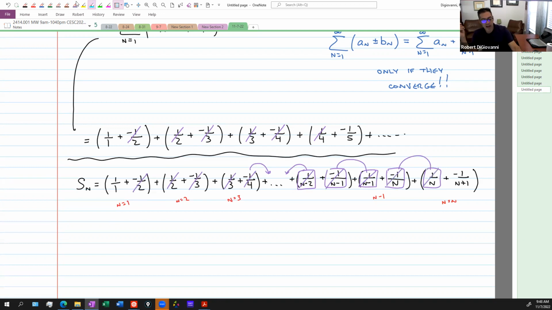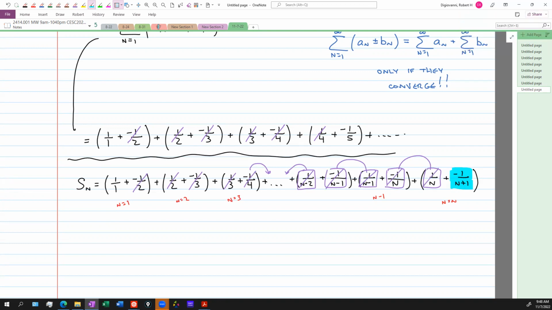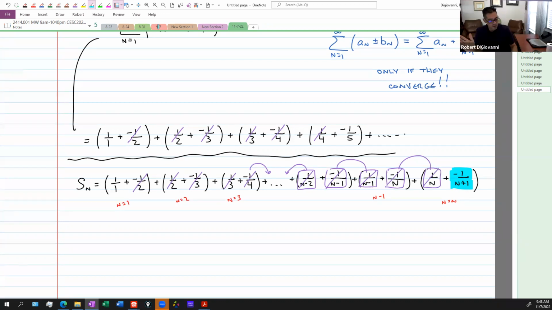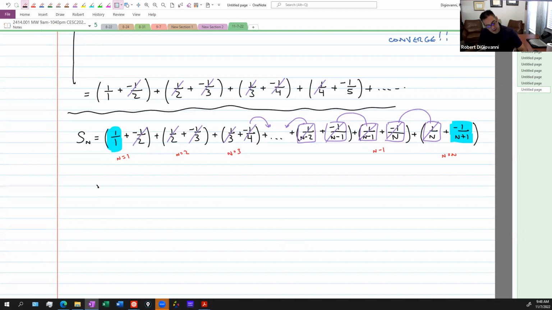What about the very last term? Does it cancel? No, because we stopped. So the only thing we have left is what I have in blue. We have the very first term, and we have the very last term. Everything else cancels. So I can write S of n is 1 plus negative 1 over n plus 1. And what I've done is I have found a formula for S of n.